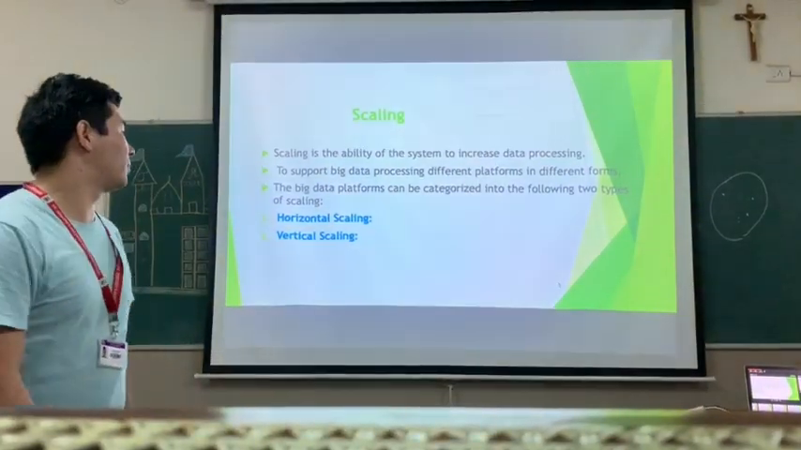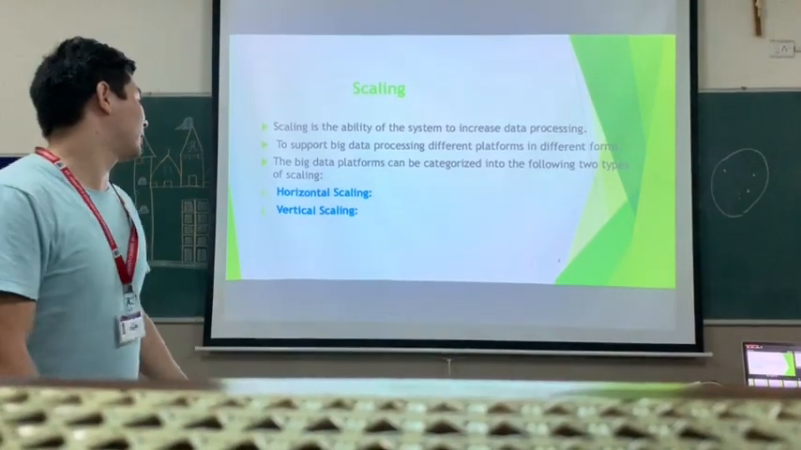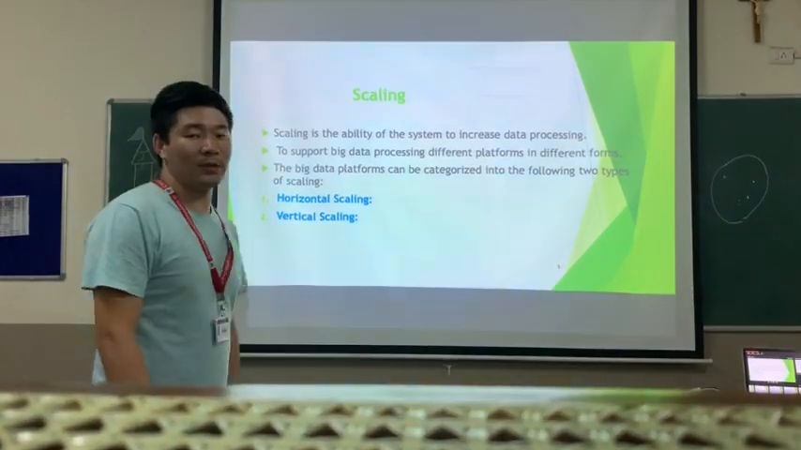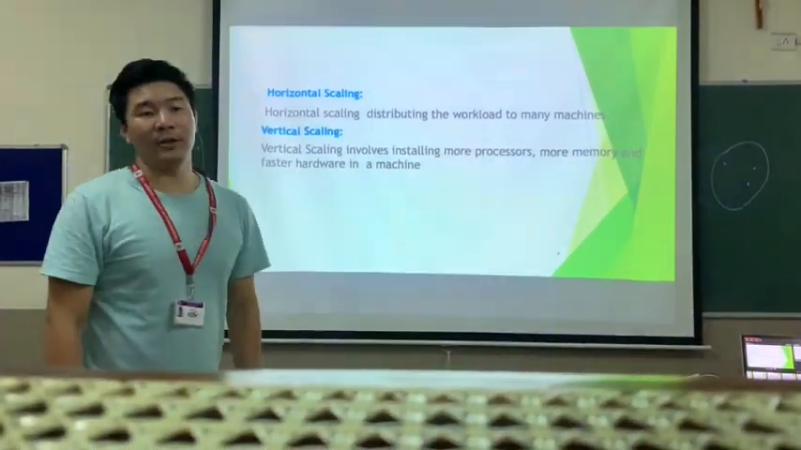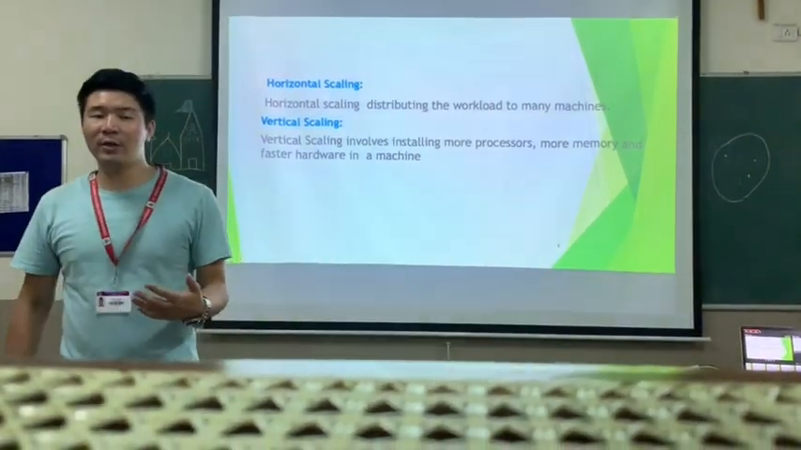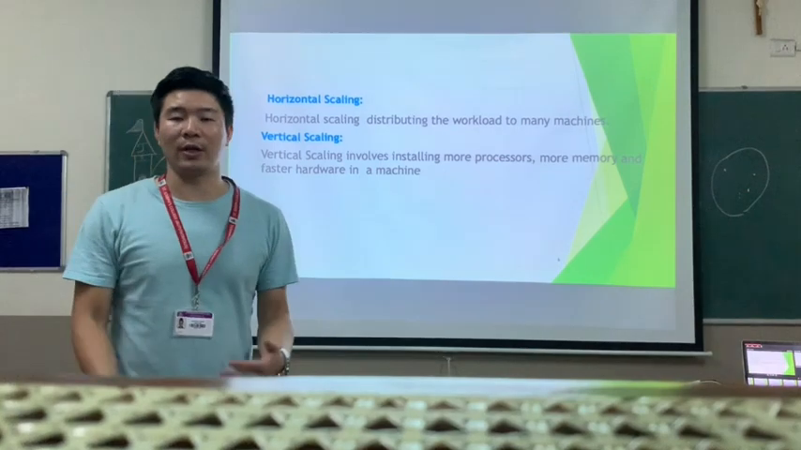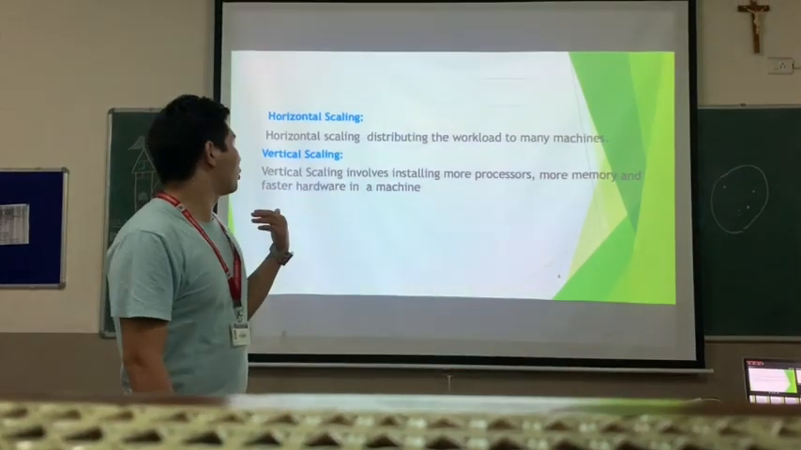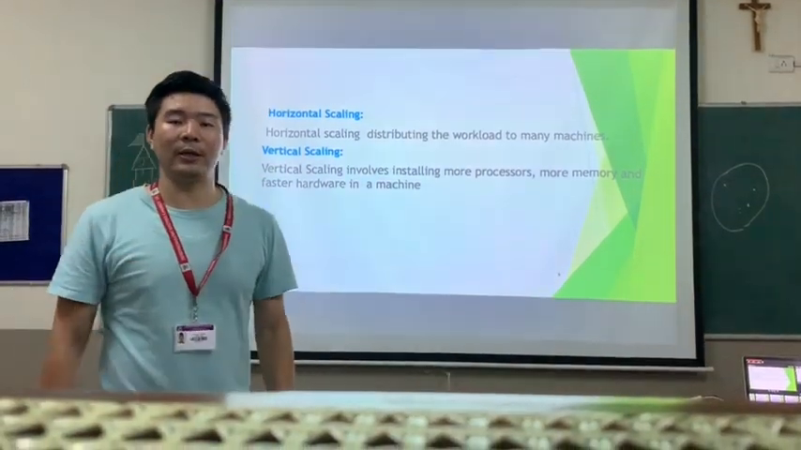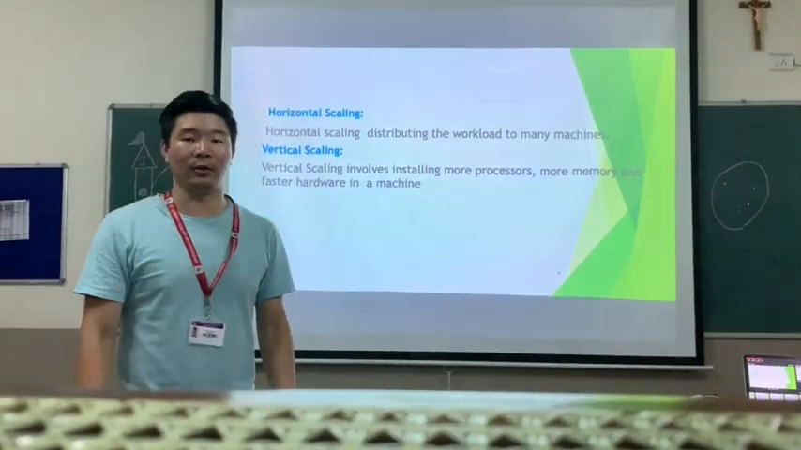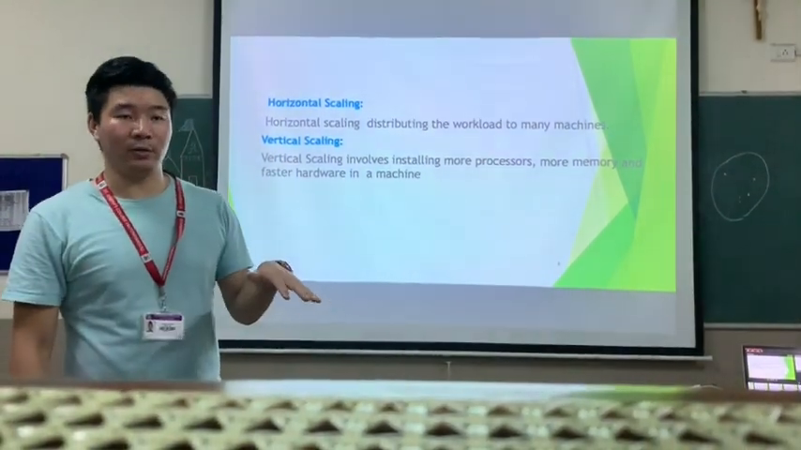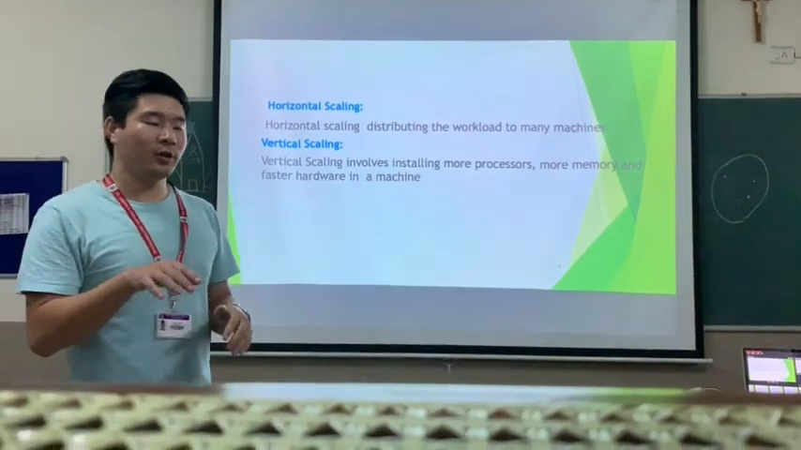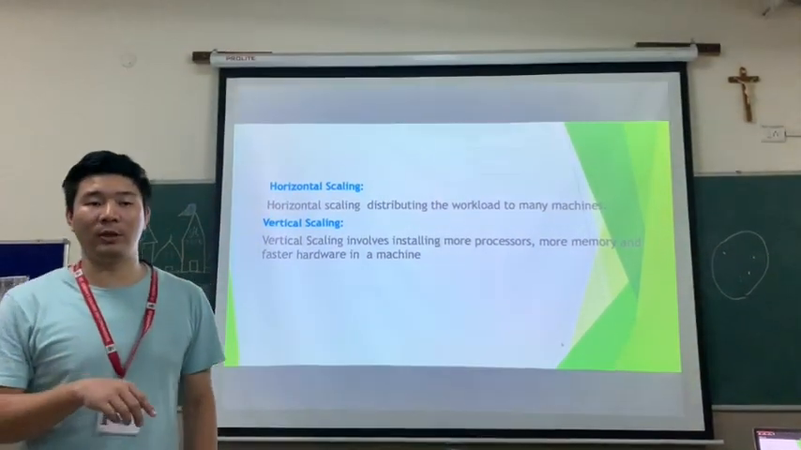Scaling is the ability of the system to increase data processing, and broadly there are two types: the first one is horizontal scaling and the second one is vertical scaling. For horizontal scaling, there are millions of computers connected in a single network, working in parallel to each other. If we give them a task, they will divide the data into different parts, and each computer will work on its part of the data.